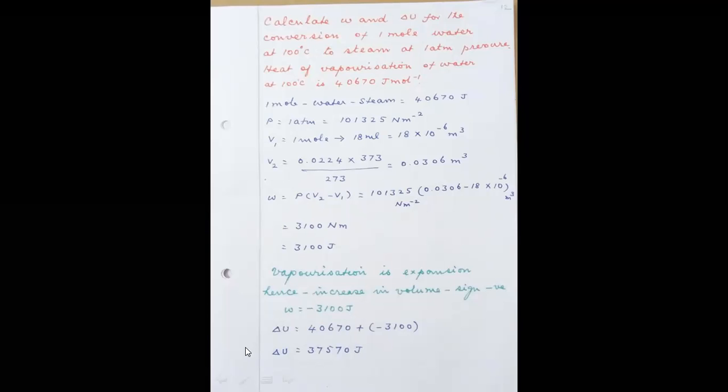So in order to calculate the delta U, what is the Q supplied? Q is the heat energy supplied by us for the conversion of water into steam. It is 40,670 joule plus what is the work done? It is minus 3100 joule. On subtraction, the remaining is 37,570 joule, which is the internal energy change. So this much internal energy change accompanies the conversion of 1 mole of liquid water into gaseous water at 1 atmospheric pressure at 100 degrees centigrade. I think from this calculation, you might have clearly understood the first law of thermodynamics.